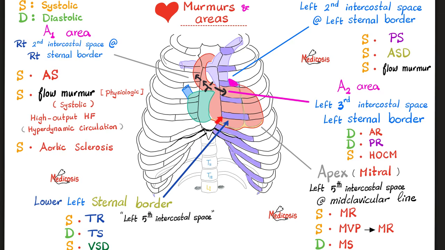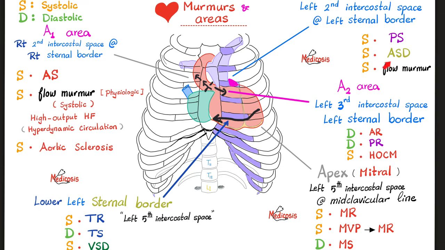What can I hear at the tricuspid area? Tricuspid regurge, tricuspid stenosis, and VSD. What can I hear at the mitral area or the apex of the heart? Mitral regurge, mitral stenosis, and mitral valve prolapse, which causes mitral regurge. VSD is heard here, for obvious reasons, because blood is flowing from the left ventricle to the right ventricle, so you're gonna hear it here.